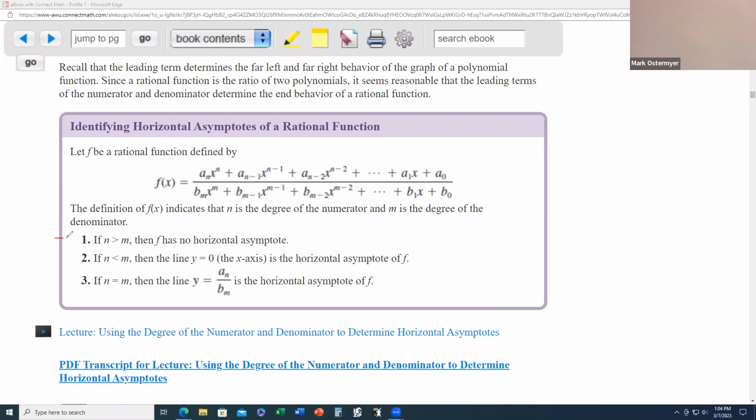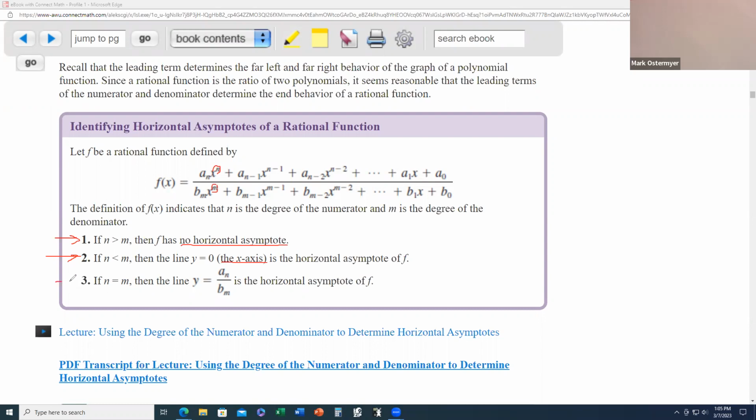You're going to have three possible scenarios. Scenario number one, if the numerator degree is greater than the denominator degree, in other words, if this degree here is greater than this degree here, then there would be no horizontal asymptote for such a rational function. None. Scenario number two, if the numerator degree is less than the denominator degree, then the horizontal asymptote is the x-axis, whose equation is y equal to 0. That would be the horizontal asymptote.